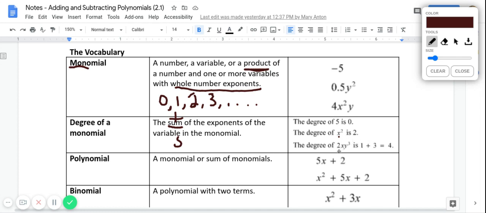And now, if we have more than one variable, then we add the exponents. We add the exponents of the variables, but not of the number, not of the constant term. So this is really 2 times x, which is really x to the first power, times y cubed. So we take the exponent of the x and the exponent of the y, so we get 1 plus 3, which is 4. So the degree of 2x times y cubed is 4.